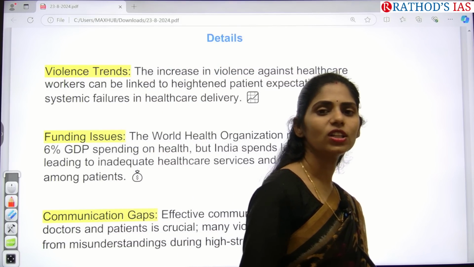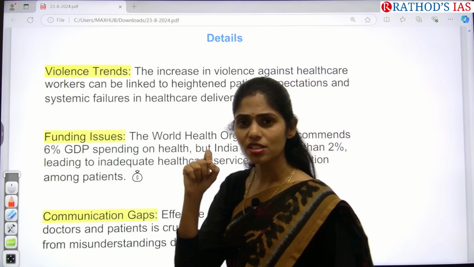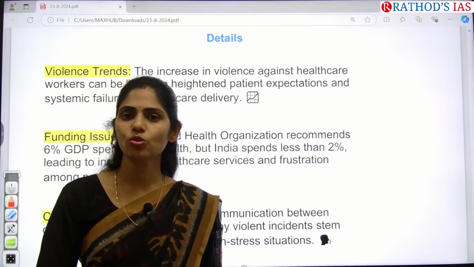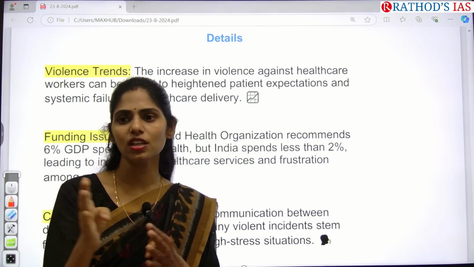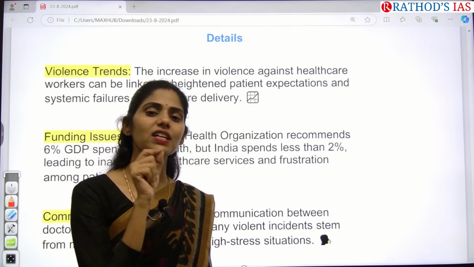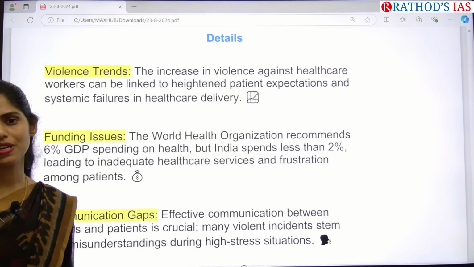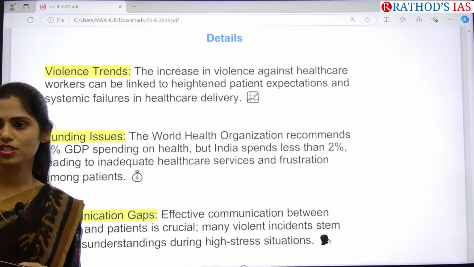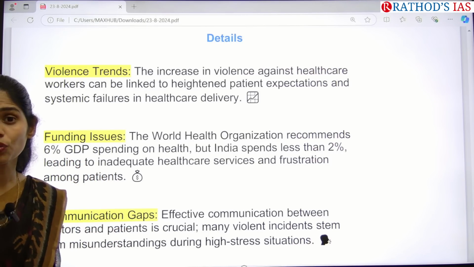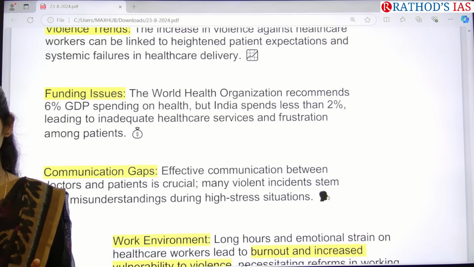According to the World Health Organization, for every country, what is GDP? Gross domestic product. What is gross domestic product? The total value of final goods and services produced within a country within a year is called GDP. Every country has to spend 6% of GDP on health. But in India they are spending even less than 2%. That is far less compared to the standards. So it is also an important problem. Because of this we are not having adequate healthcare. Because of that, frustration among the people or patients is also increasing day by day.